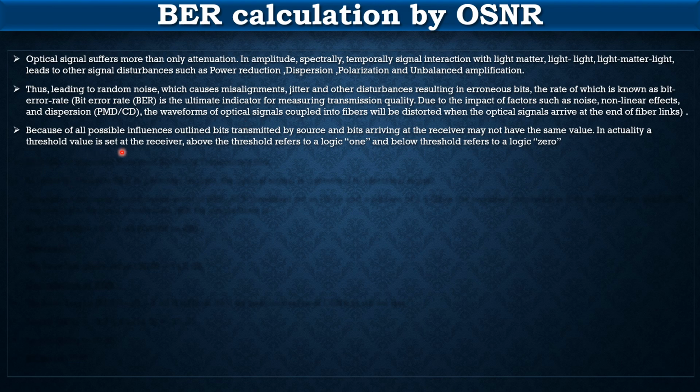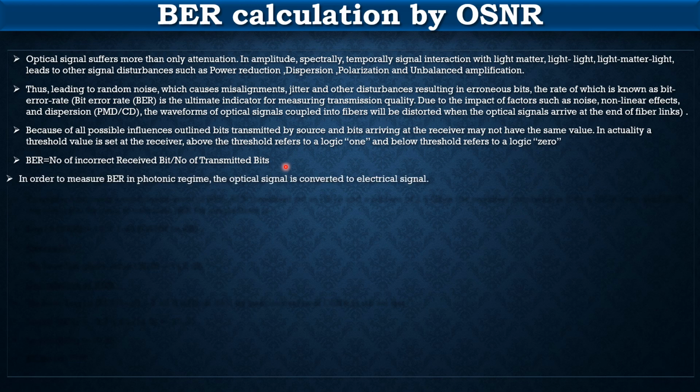Actually, a threshold value is set at the receiver. Above the threshold refers to logic 1 and below the threshold logic 0. This means that at the receiver we have set an amount of errored bits that can be tolerated. Above that, it will raise an alarm, or declare that the signal is degraded, meaning more errored bits are being received. BER is equal to the number of incorrectly received bits divided by the number of transmitted bits. This is the bit error rate.